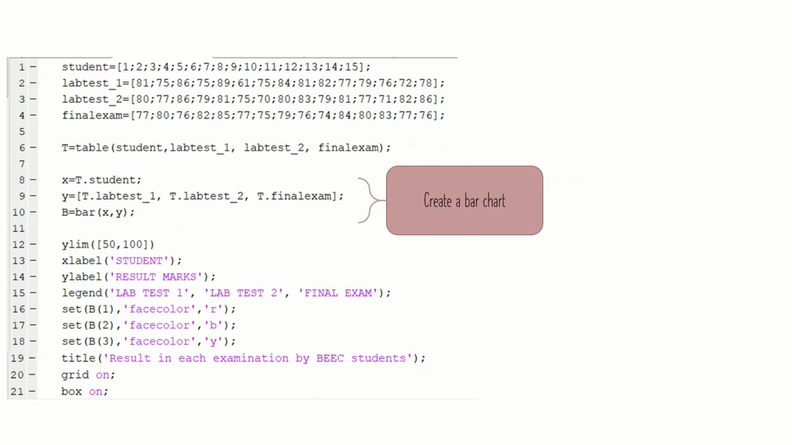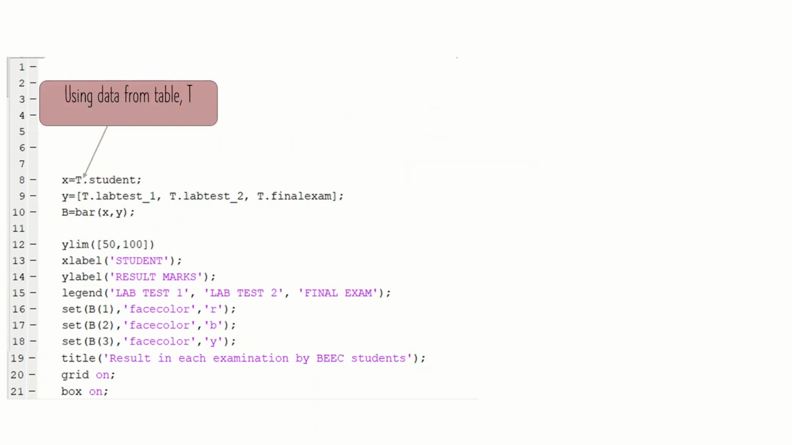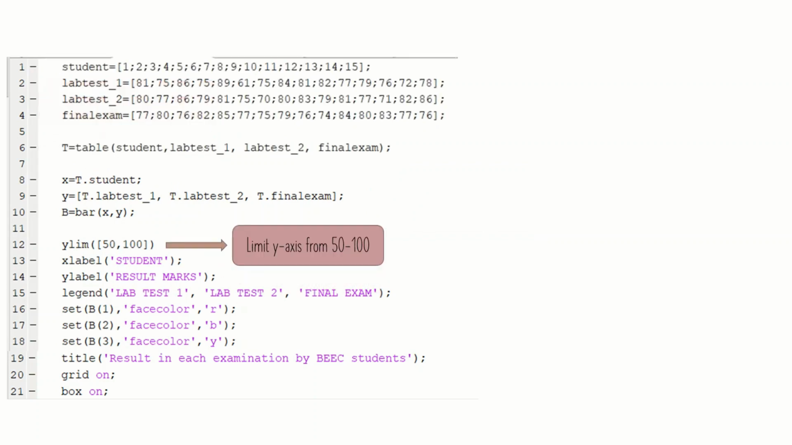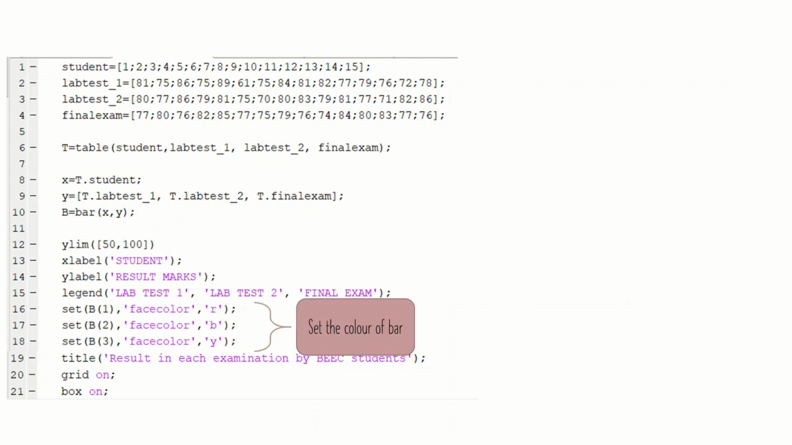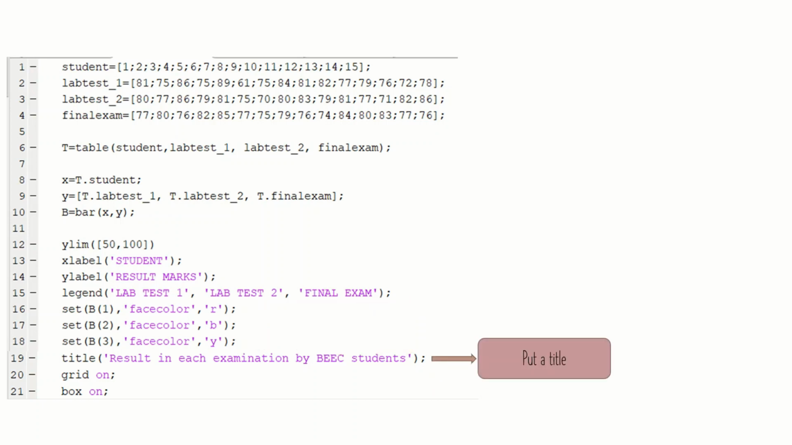Next, we create a bar chart. This T dot means that we're using the data from table T. And then we limit the y-axis scale from 50 to 100. Label the x-axis as student, y-axis as result marks. Division for 3 different color bars. Set the color of the bars, which are R for red, B for blue, and Y for yellow. Put the title, green line and box on the graph.